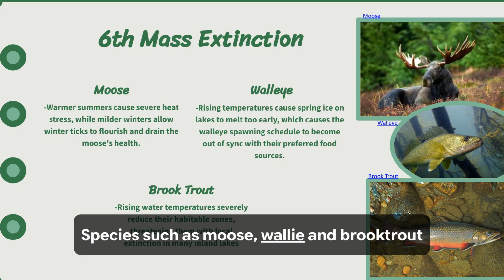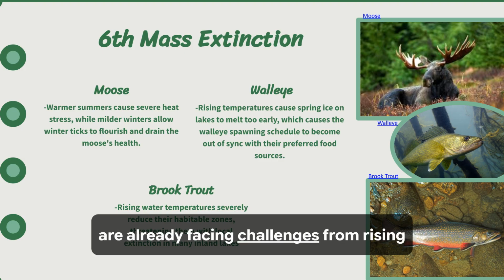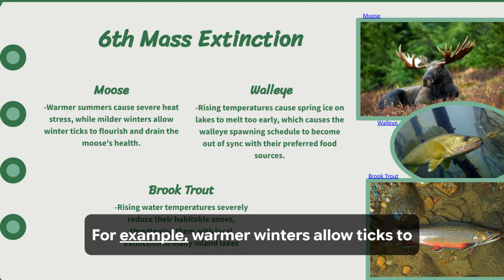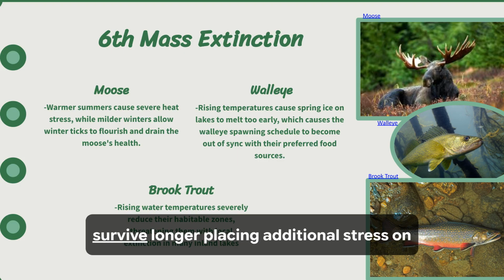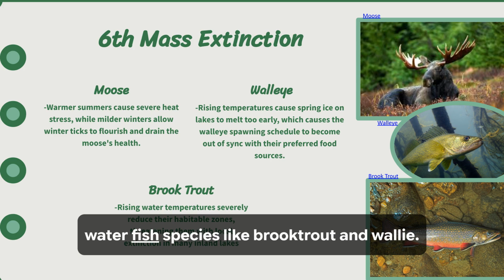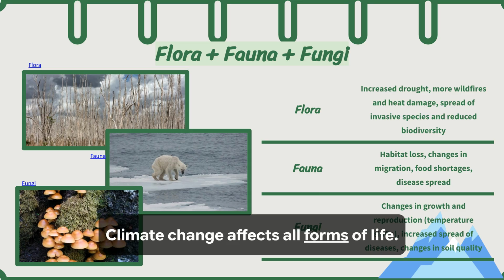Species such as moose, walleye, and brook trout are already facing challenges from rising temperatures and changing habitats. For example, warmer winters allow ticks to survive longer, placing additional stress on moose populations. Rising water temperatures also threaten cold water fish species like brook trout and walleye. Climate change affects all forms of life.